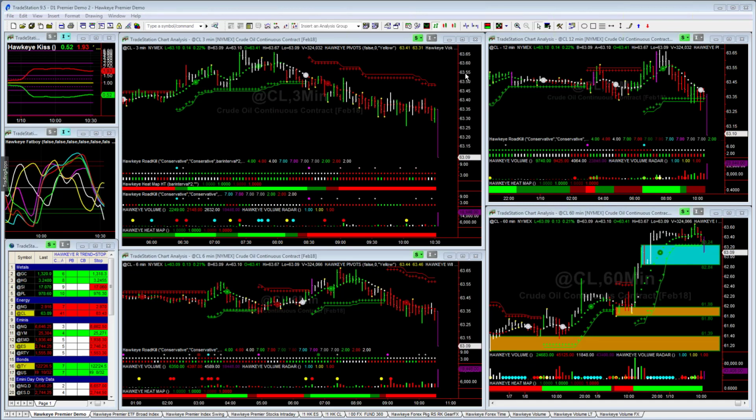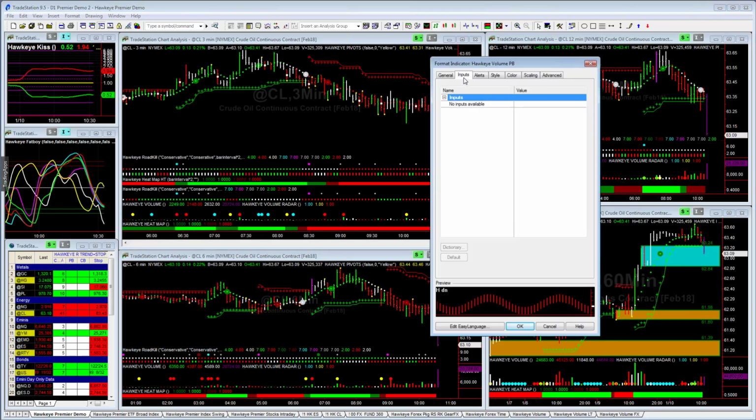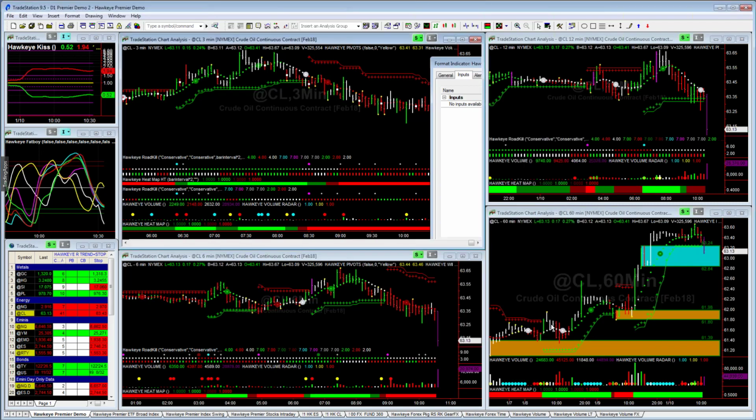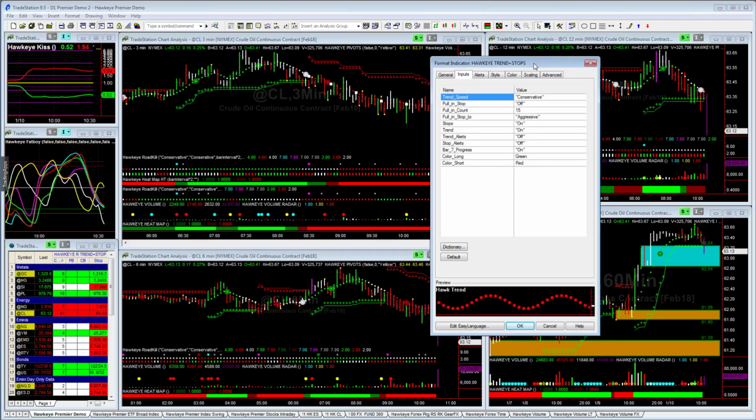Can you adjust alerts? Yeah, anytime. So say you're looking for the trend to turn red. On this particular one, you can go into the inputs. Sorry, that's the volume paint bar. Let me go to the trend indicator itself. Here's the Hawkeye trend and stops.